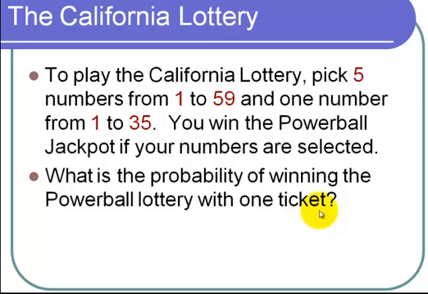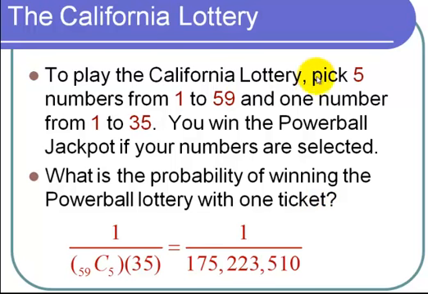So notice, in order to answer this question, we can think of it as the numerator. The only way to win is for the California lottery officials to pick your numbers. And there's only one way for them to do that, and that's for them to pick those numbers. So the numerator is going to be a 1. The denominator is quite interesting.